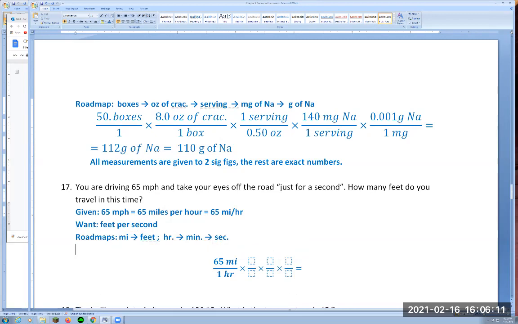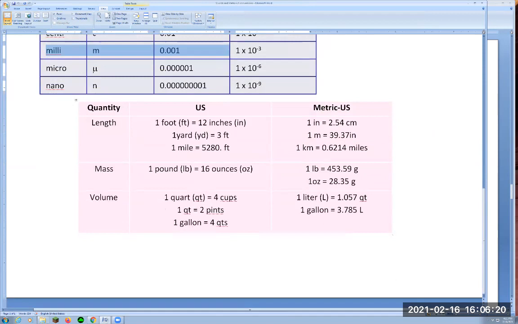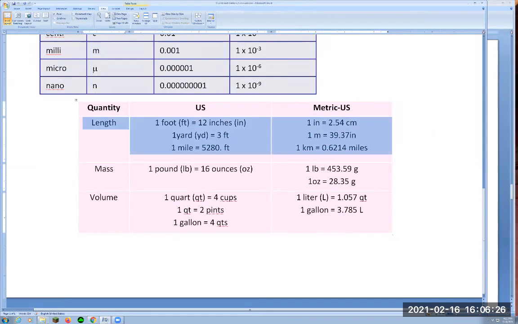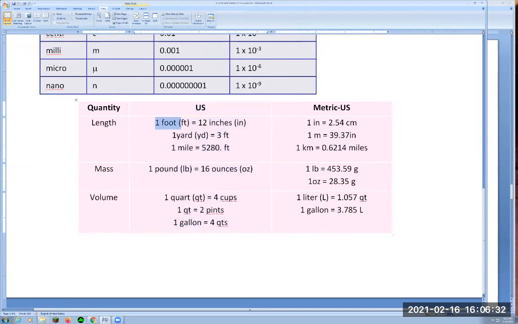So we need to change the miles into feet. Let's see, hopefully we have an equality that relates them directly. So it's a unit of length. So you want to look at the first row here. And feet to miles, it's both US units. So you want to look at the first column. So in this box then, and then miles per feet here. 1 mile is 5,280 feet. So that's what we need.